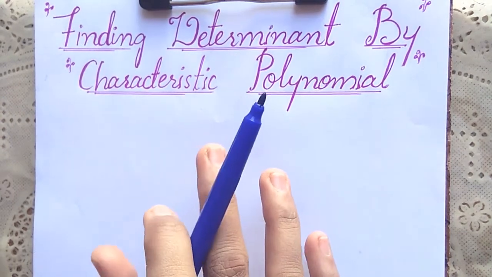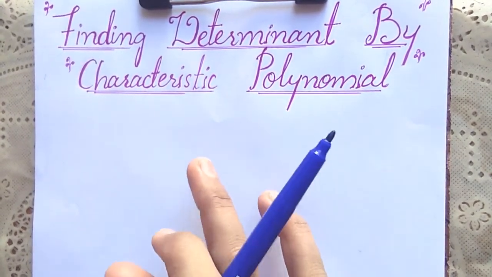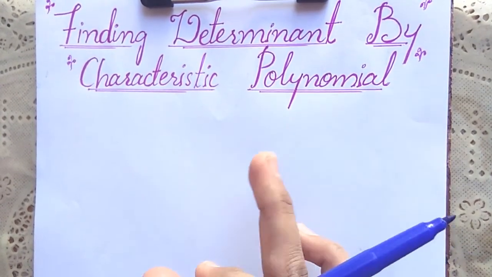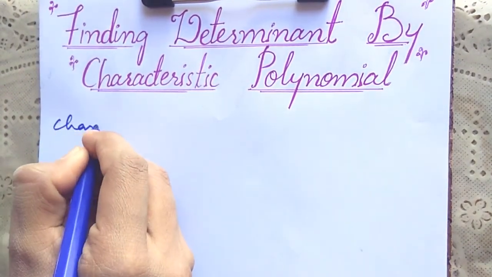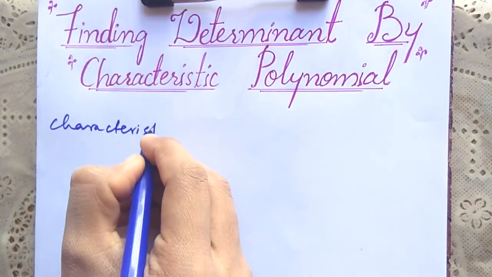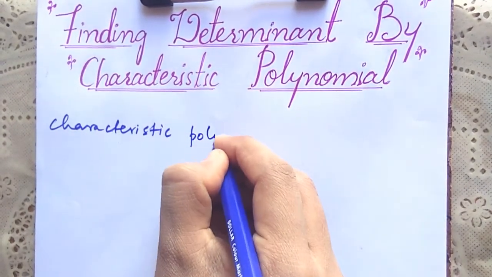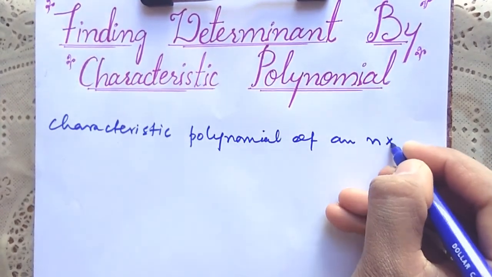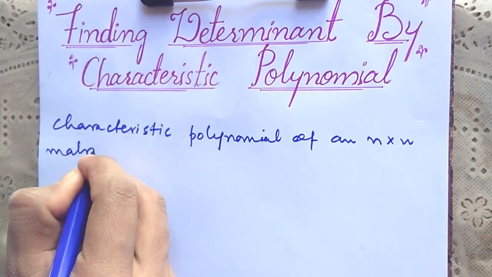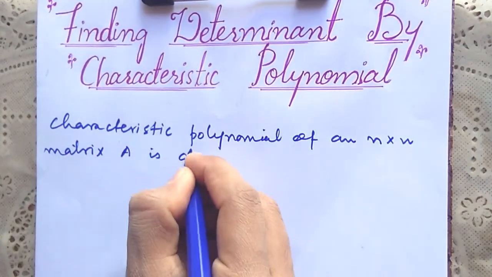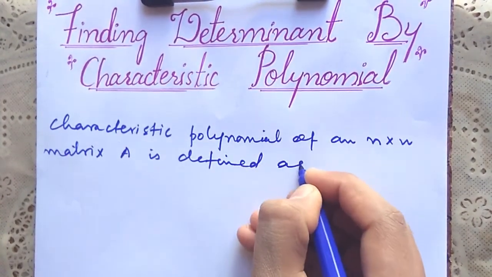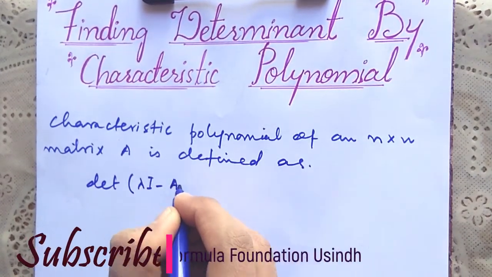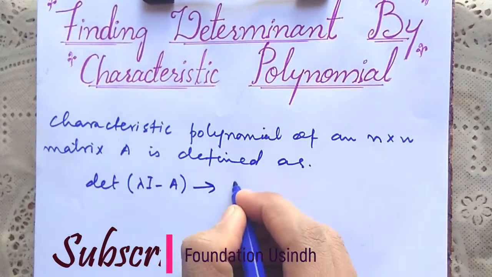In this video, we will see how to find the determinant of a matrix A when its characteristic polynomial is given. And I hope you know about the characteristic polynomial of a matrix A. That characteristic polynomial of an n by n matrix A is defined as determinant of lambda I minus A. It is the characteristic polynomial.